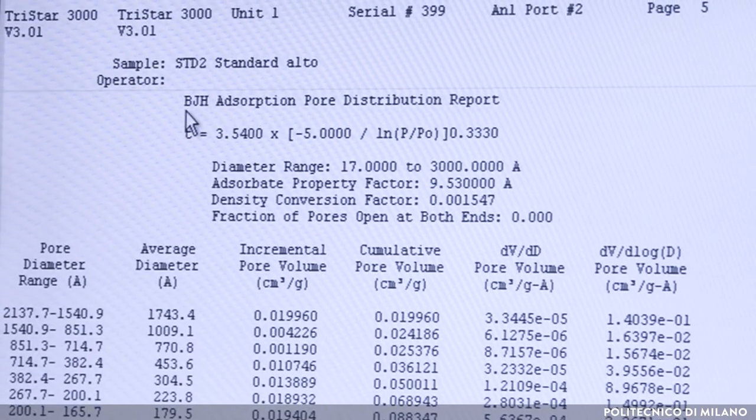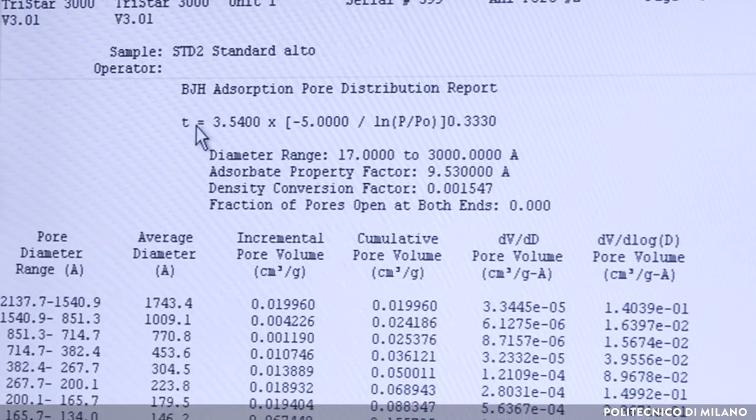From the adsorption curve, it is possible to calculate the pore size distribution, using either the adsorption or desorption curve. To do this, the BJH equation is used. This method is based on the hypothesis that the pores are cylindrical and their radius is given by two contributions: the Kelvin radius of the pore and the thickness of the adsorbed gas layer.